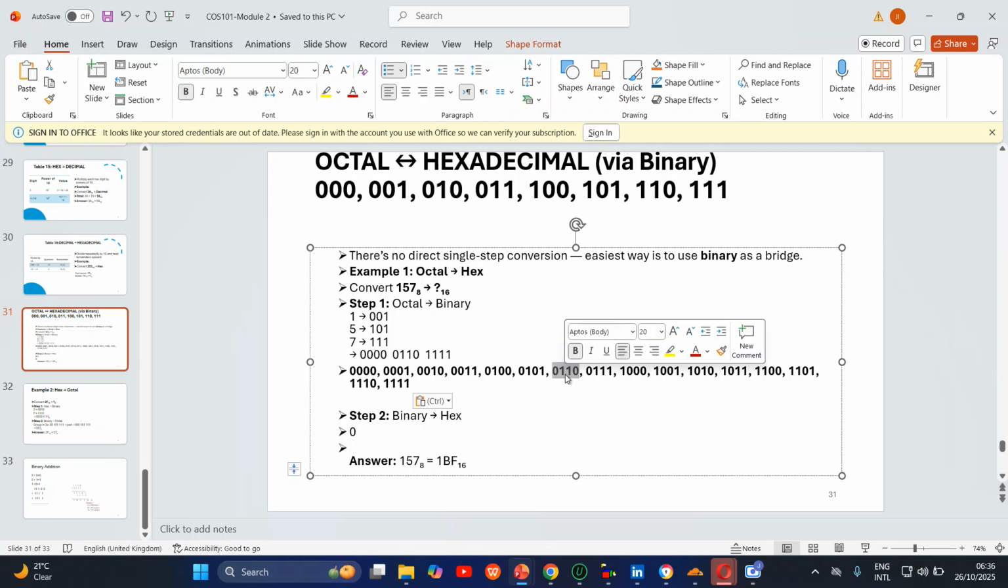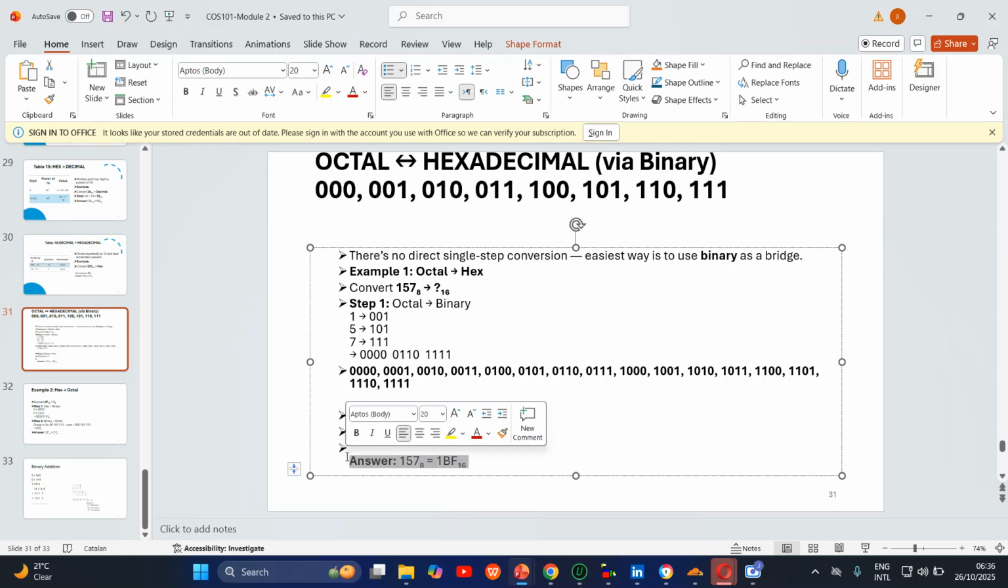0 1 2 3 4 5 6. So our 0110 is 6, right? Then our 1111 is 15, which is F. So this is actually 06F base 16. So that is the answer. It means that 157 base 8, based on our calculation here, is 06F base 16, right?